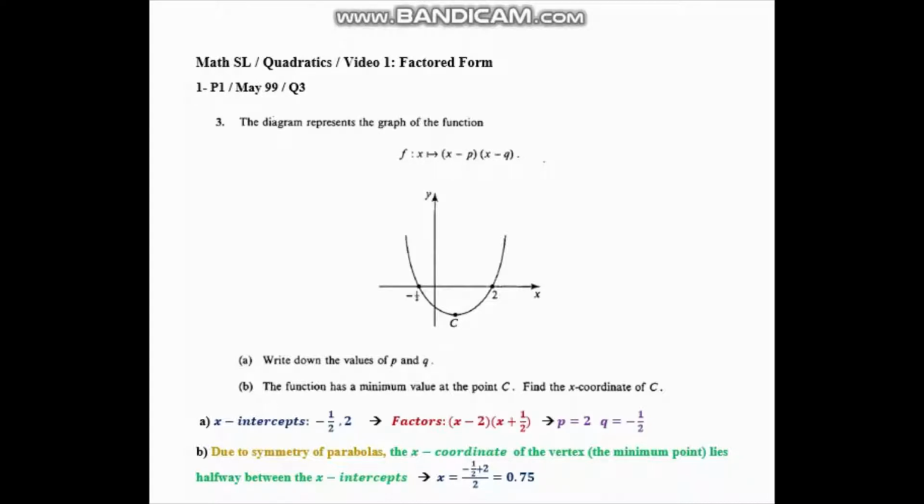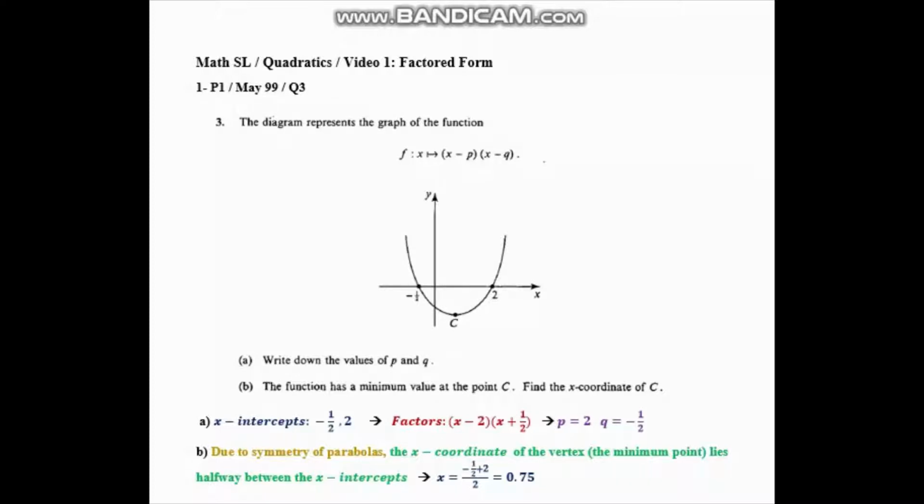So we are told that this diagram represents the graph of the function (x − p)(x − q), and we are required to write down the values of p and q. Of course, p and q are the values that would set the function to 0. So this is very important. p is the value that, if I replace x with it, the function would be 0. This is the idea of factors.